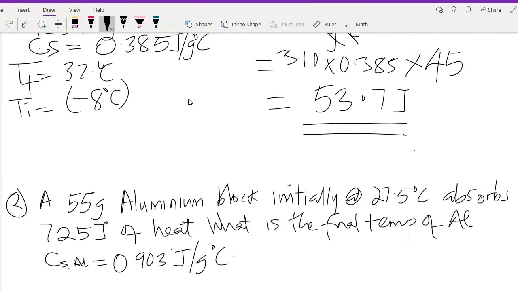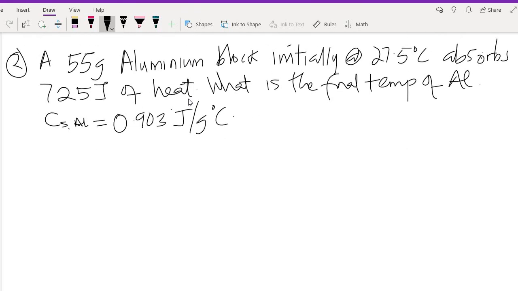We have another example. Let's take a look. A 55 gram aluminum block initially at 27.5 degrees C absorbs 725 joules of heat. What is the final temperature of the aluminum? Given the specific heat of aluminum to be 0.903 joule per gram degree C.